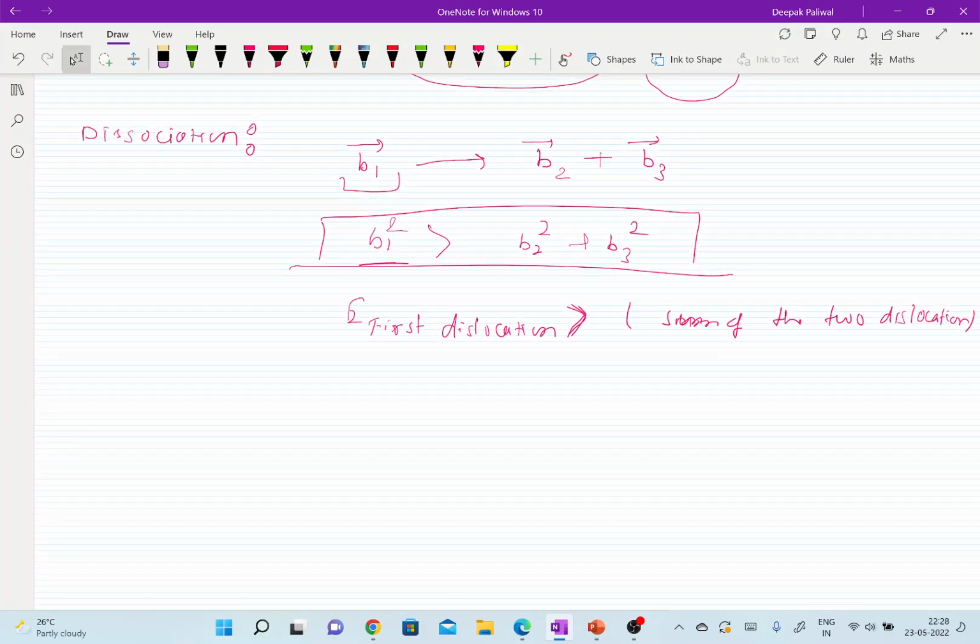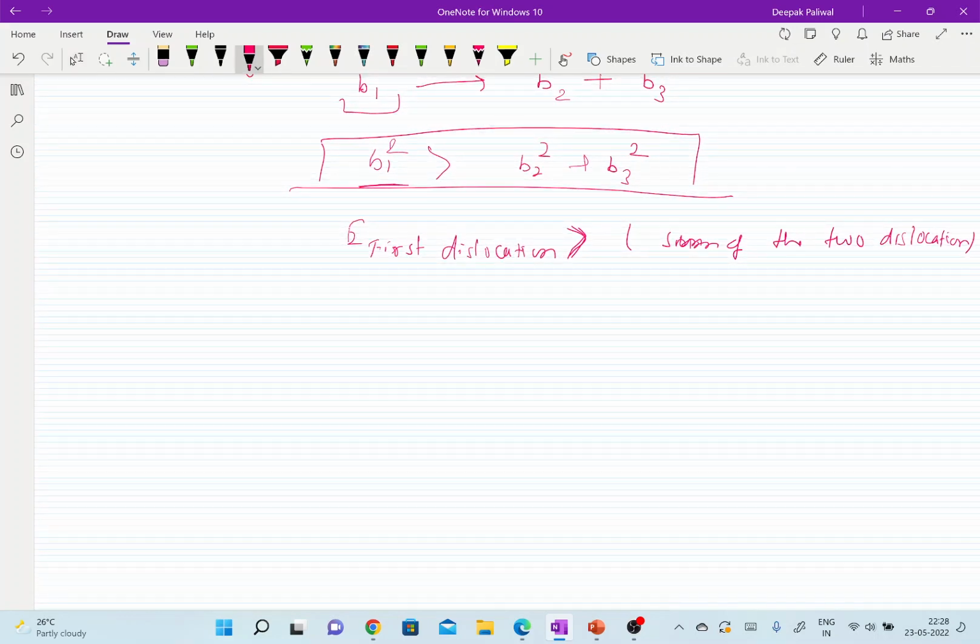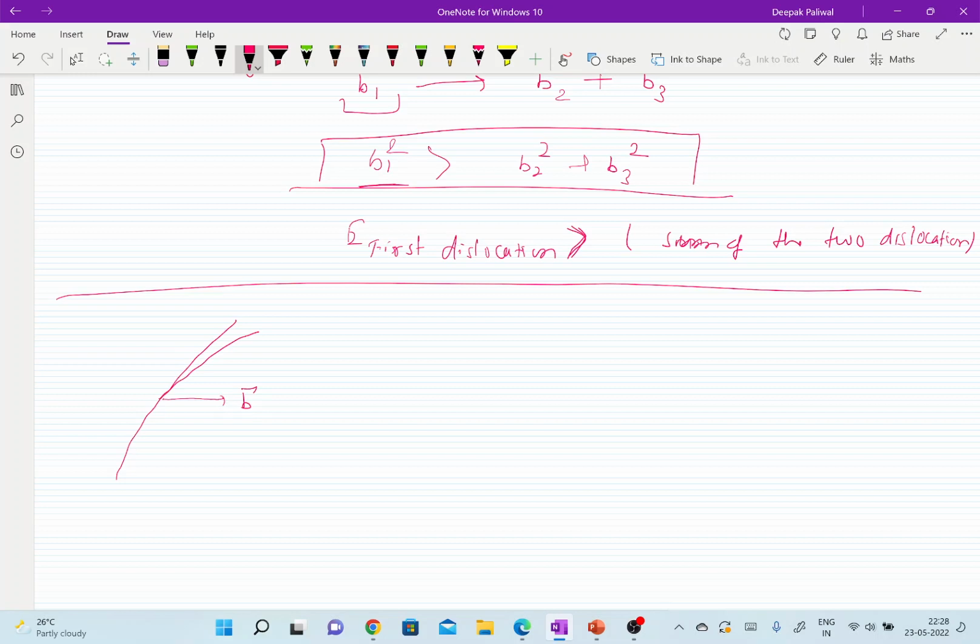Now the next, consider a case related to the mixed dislocation. Suppose this is your dislocation, this is your Burgers vector direction, and this is the tangent to that particular point, which represents the line vector. Suppose the Burgers vector makes angle theta. So the Burgers vector will have two components: one along the line vector and another perpendicular to the line vector. The component along the line vector would be b cos theta, and the other one is b sin theta.